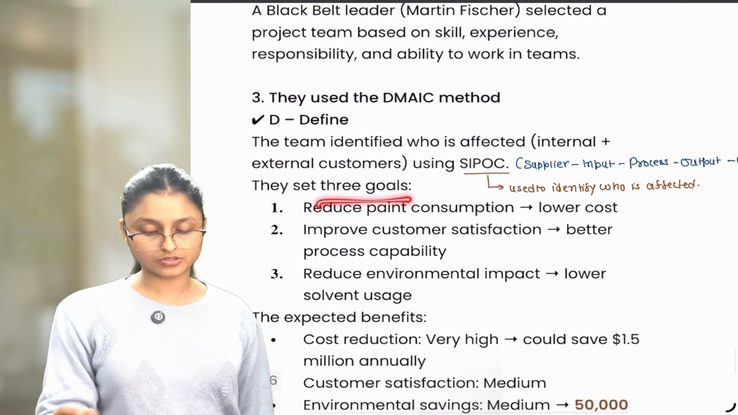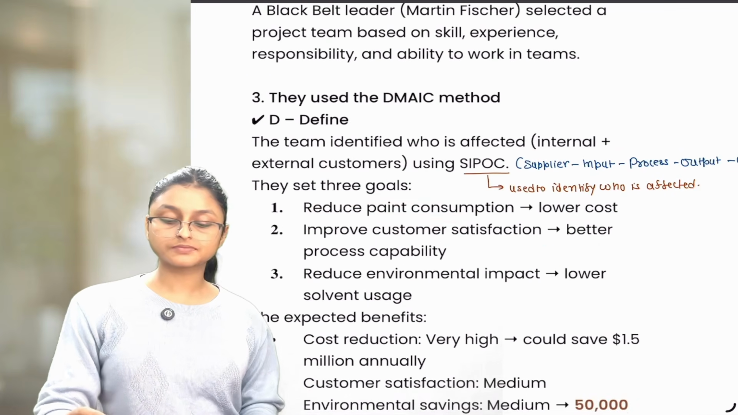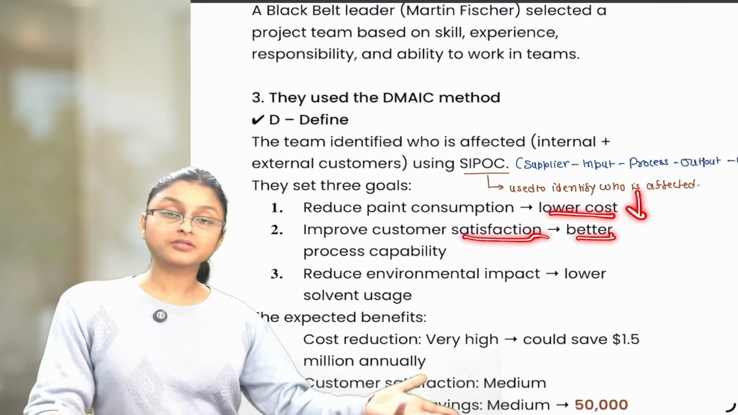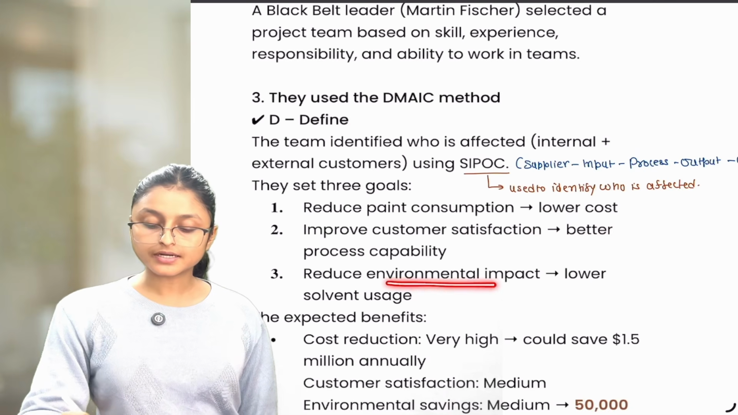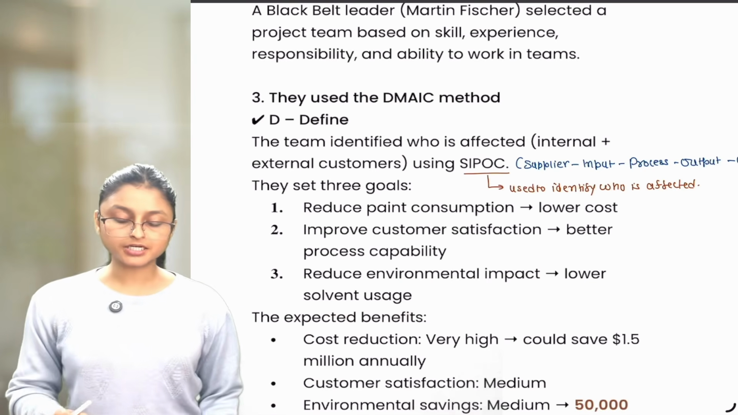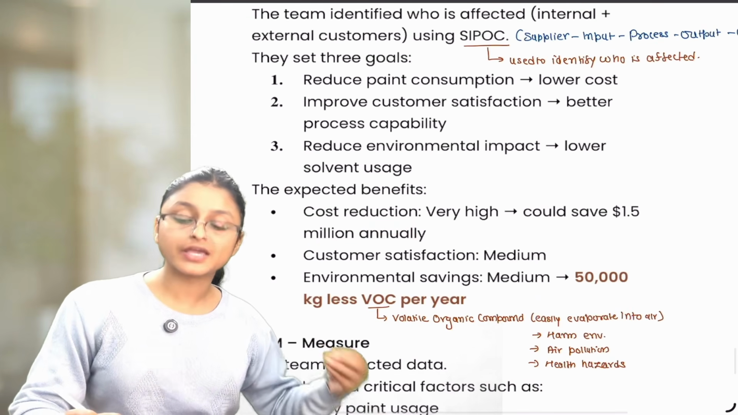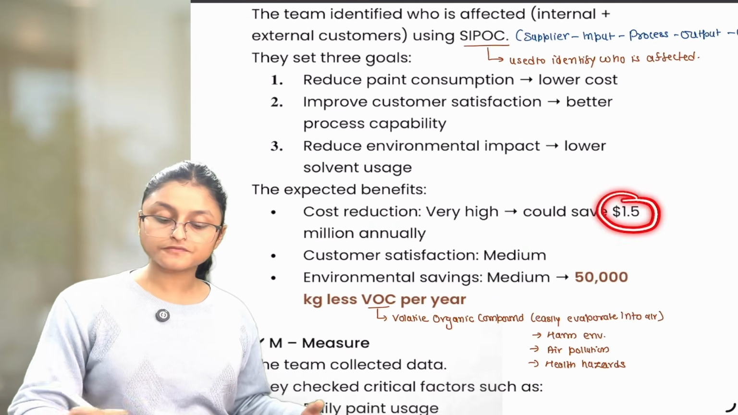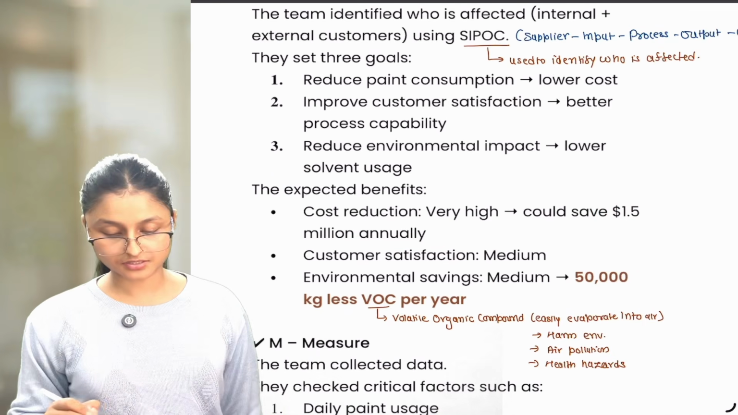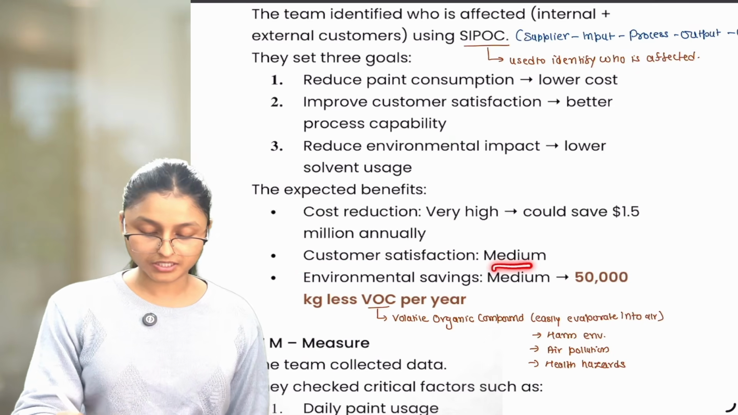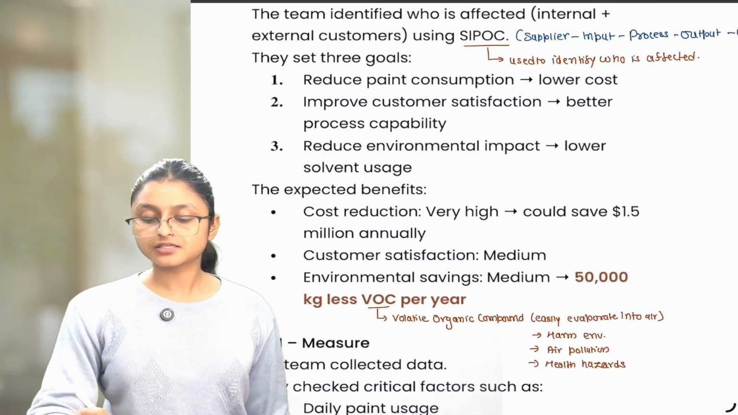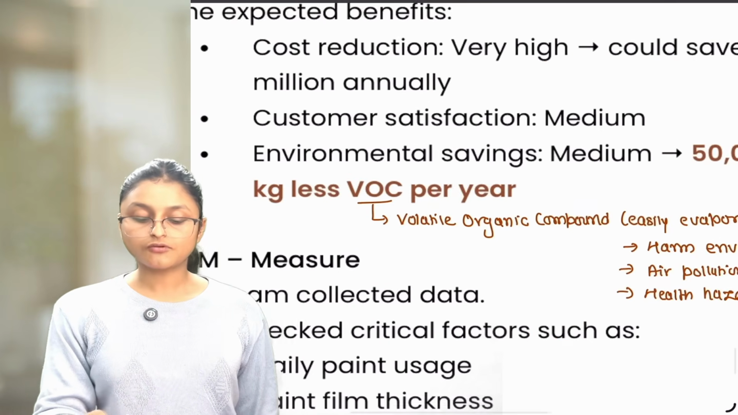Next, they set three goals. First, reduce paint consumption, which will lower the cost. Second, improve customer satisfaction, meaning better process capability. Third, reduce environmental impact, meaning lower solvent will be used. The expected benefit was that cost reduction will be very high, could save $1.5 million annually if they are able to reduce this paint consumption. Customer satisfaction will be medium. Environmental saving will also be medium, around 50,000 kg less VOC produced per year. What is VOC?